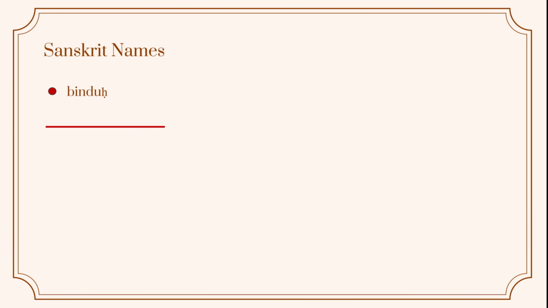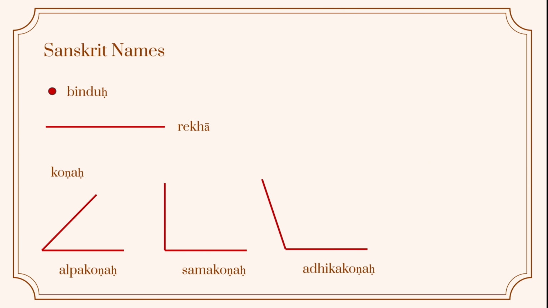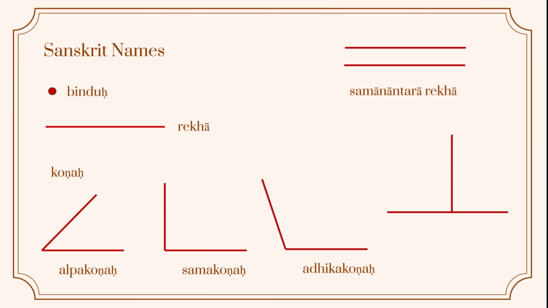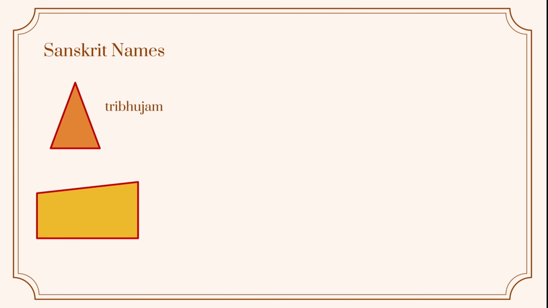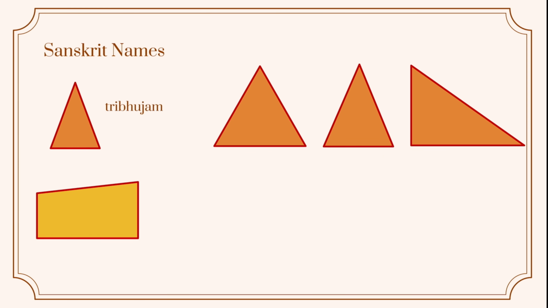A point is called bindu, a line called a rekha, an angle is called kona, with acute, right, and obtuse angles being called alpakona, samakona, and adhikakona. Parallel lines are called samanantara rekha, while perpendicular lines are said to be in the hanging form or lamba rupe. A triangle is obviously a tribhujam or three sides, and appropriately an equilateral, isosceles, and scalene triangles are called samatribahukam, samadvibahukam, and vishamatribahukam, or same three sides, same two sides, and distinct three sides.